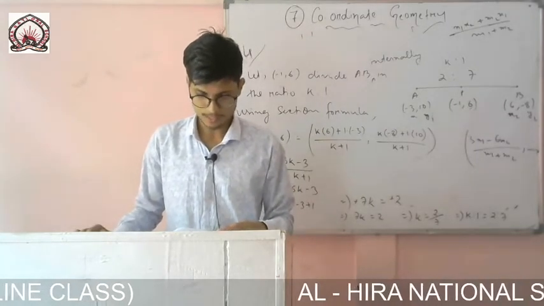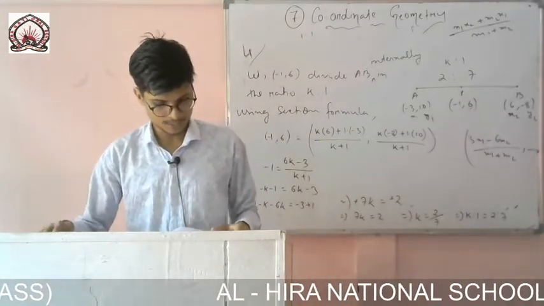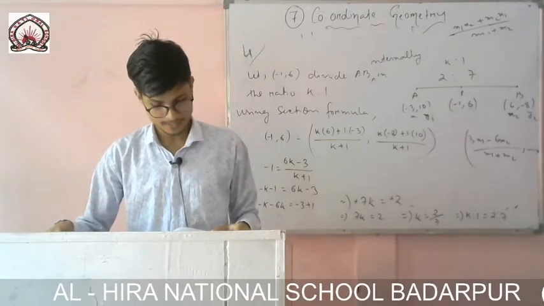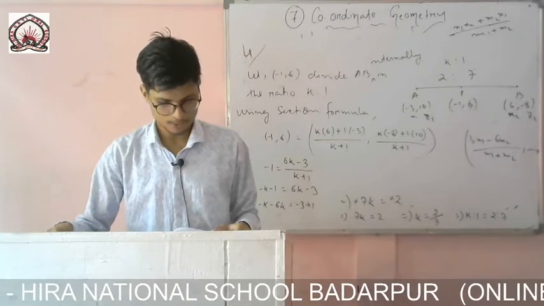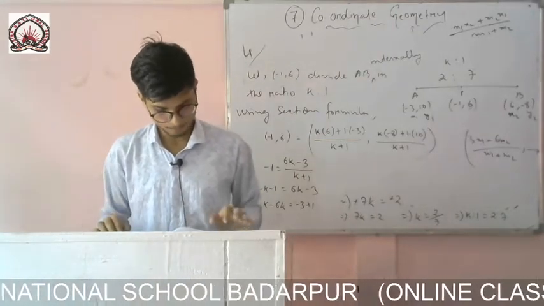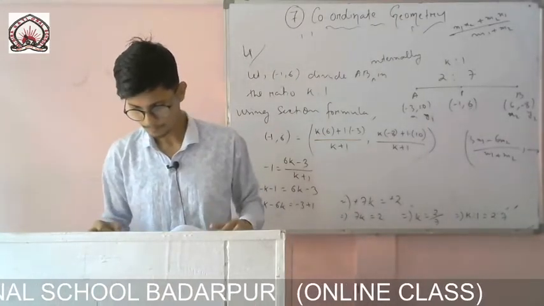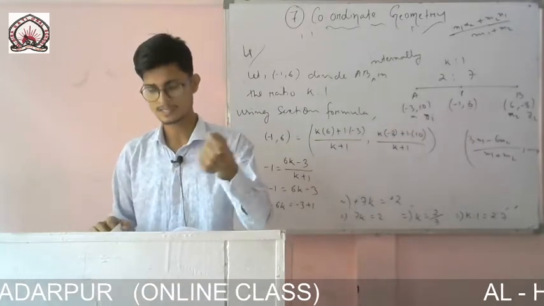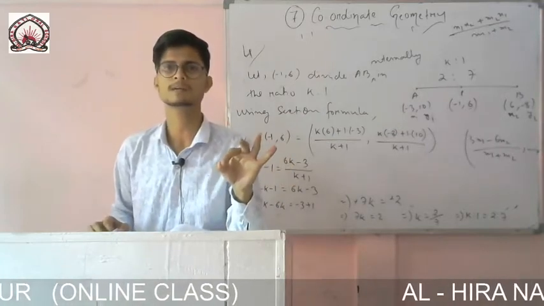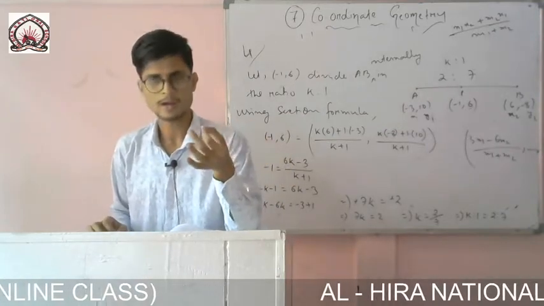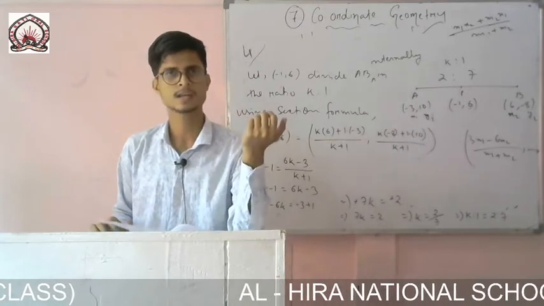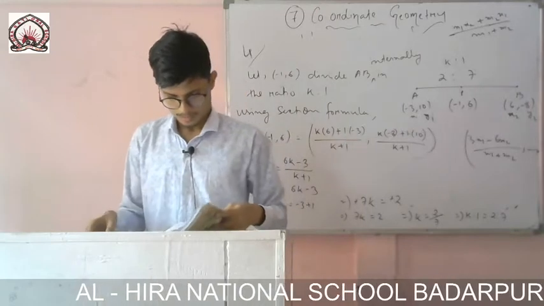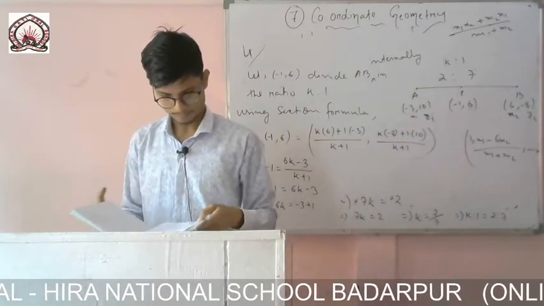Now question number 5, you see: find the ratio in which the line segment joining A and B is divided by the x-axis. Also find the coordinate of the point, okay. What I said in the very first class is that if it is given that the line is divided by the x-axis, that means the y coordinate will be 0. If it is the y-axis, then the x coordinate will be 0, okay. So you keep that in mind. So question number 5.